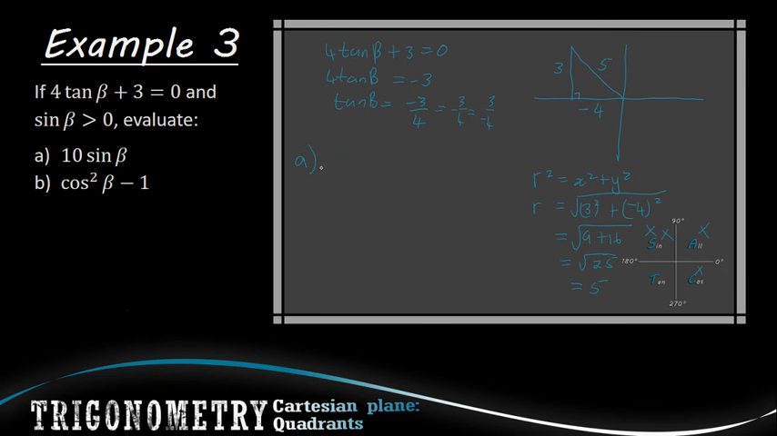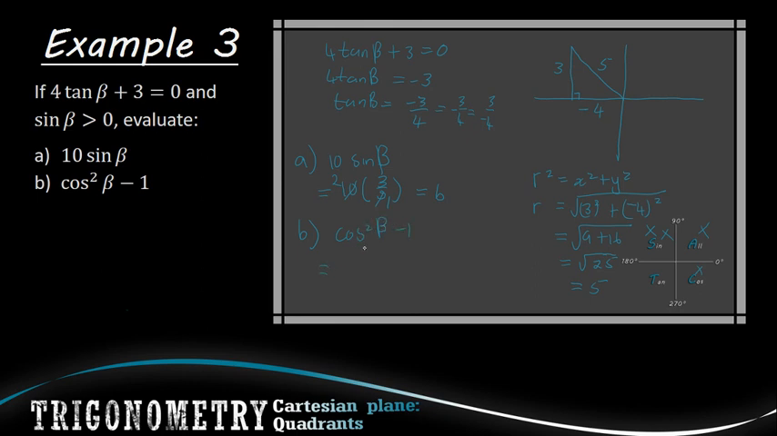So a is equal to 10 sine beta, and that's equal to 10, and then instead of sine beta, I write the opposite over hypotenuse, so that's 3 over 5. Then this cancels, so that becomes 1 and 2, so this is just equal to 6.